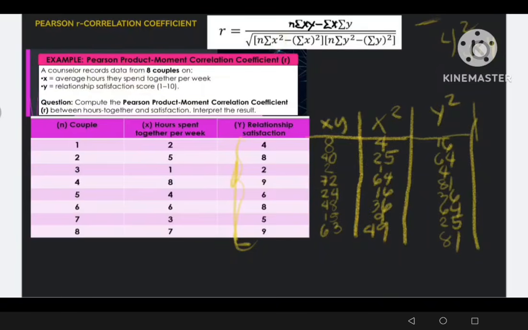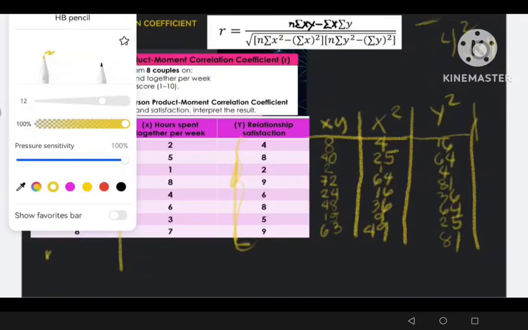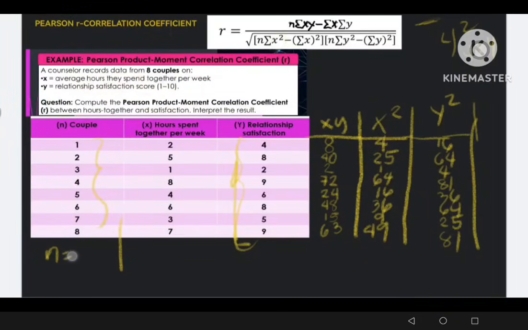Okay, so we have here the value of our N. How many pairs are there? For the value of N, we just count: 1, 2, 3, 4, 5, 6, 7, 8. So we have 8 pairs. For the value of X, it is a summation. A summation means we add them all. It is not the same as N, which we just count. But with summation, you add everything.